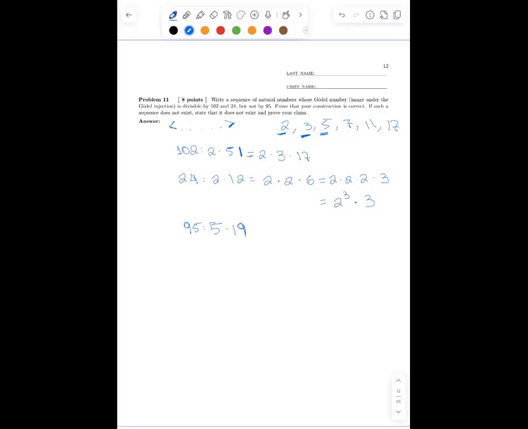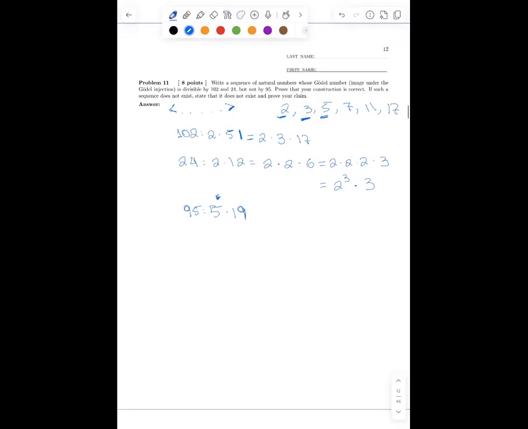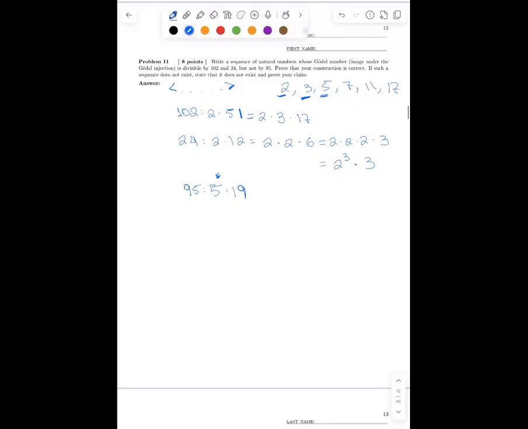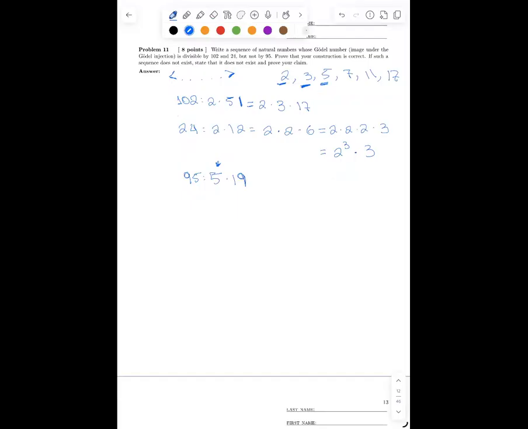But 19, I cannot divide by 2. I cannot divide by 3, 5, 7. I cannot divide them. So that's why when I write the Gödel number, I will not go up to 5. So when I go from this, I can see that I will either have three twos.